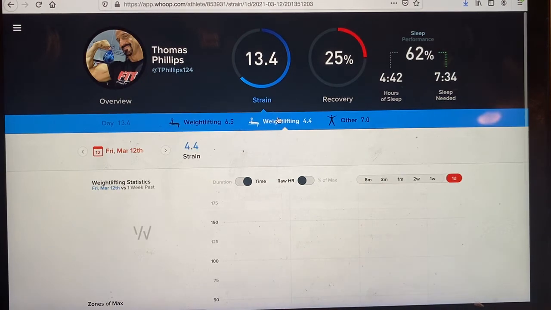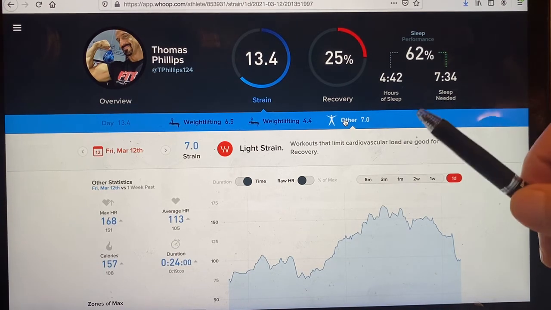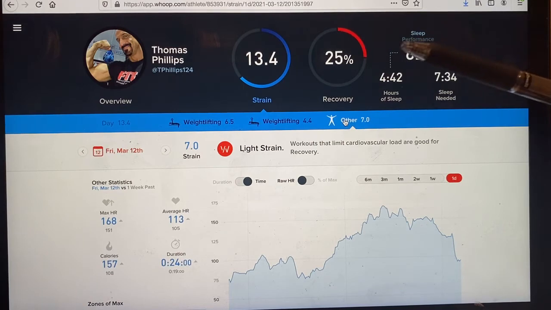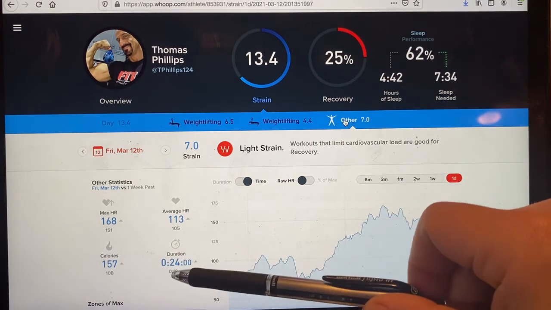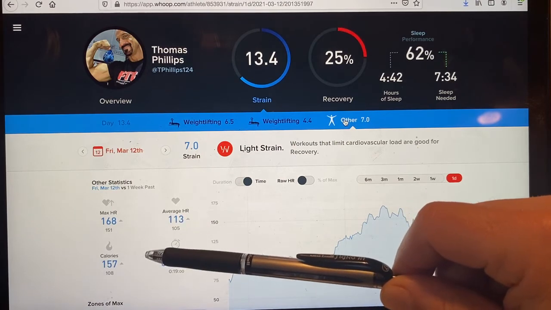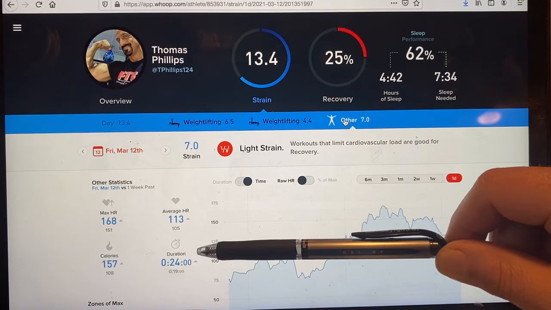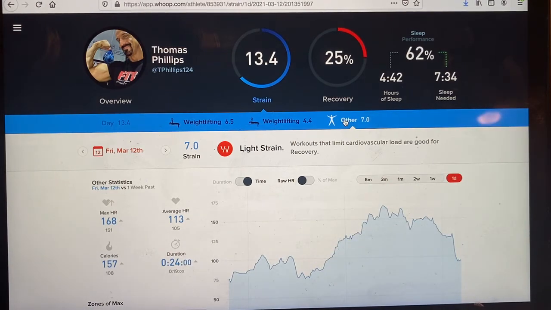So that's my weightlifting workout. It was just a pull-up ladder, meaning I went from 1 to 2 to 3 to 4 to 5 to 6 to 7 to 8. Okay? But then what was this activity that was so much harder than that one? This activity is called sex, everybody. It's the activity of sex. Max heart rate 168, average heart rate 113. Duration 24 minutes.